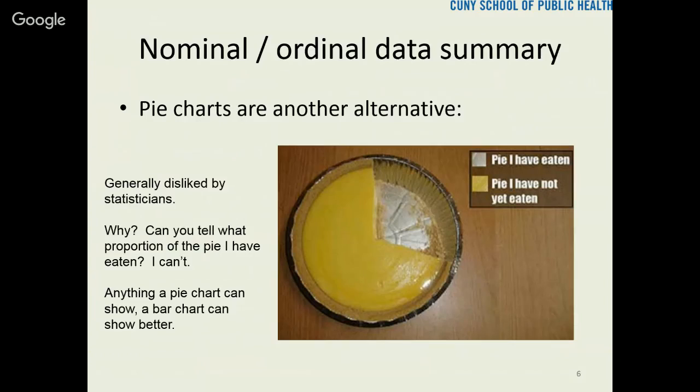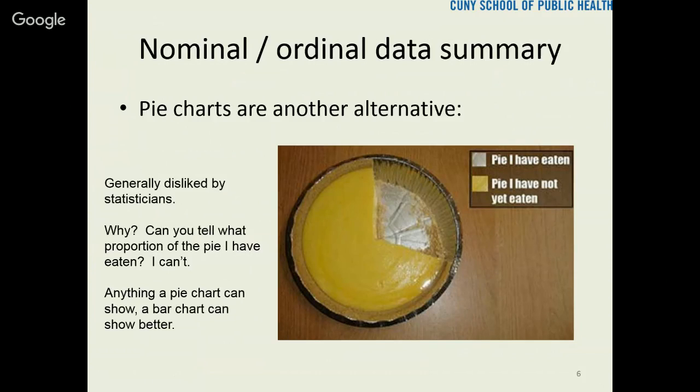The pie charts, statisticians don't like, except this one. This is my favorite pie chart I've ever seen, and it gets right to the point. It's probably the most direct way of presenting the data of how much pie I have eaten. But even there, I can't really tell what proportion of the pie this is that I've eaten.